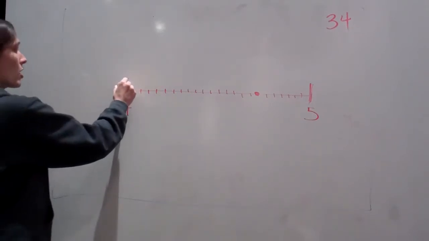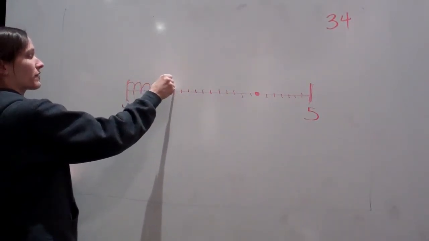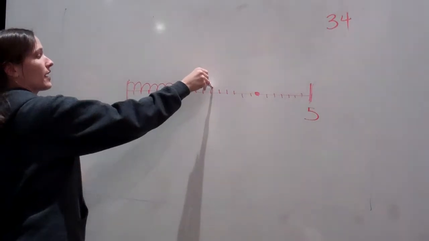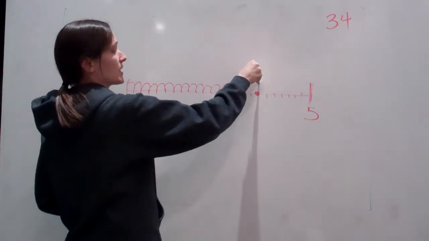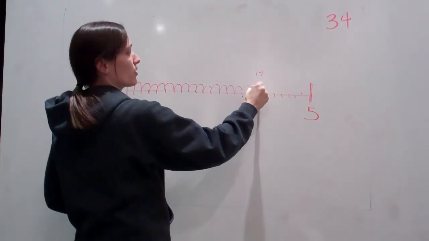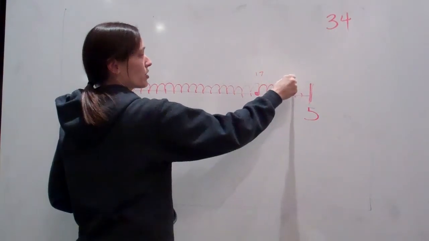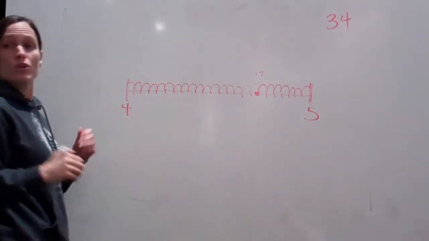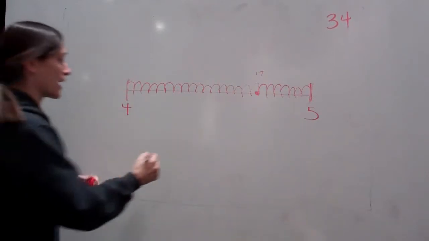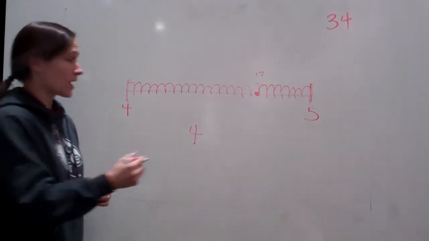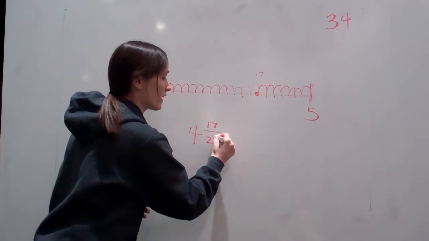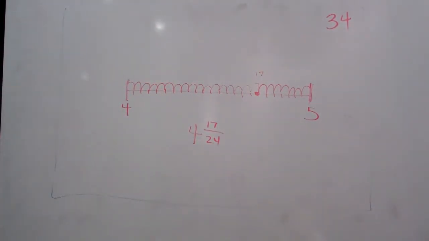So let's do that. 1, 2, 3, 4, 5, 6, 7, 8, 9, 10, 11, 12, 13, 14, 15, 16, 17. I'm going to go in and make a little note for me. 18, 19, 20, 21, 22, 23, 24. So if I were answering this, I would say it's 4 and 17 out of 24. Does everybody understand how I got that number?